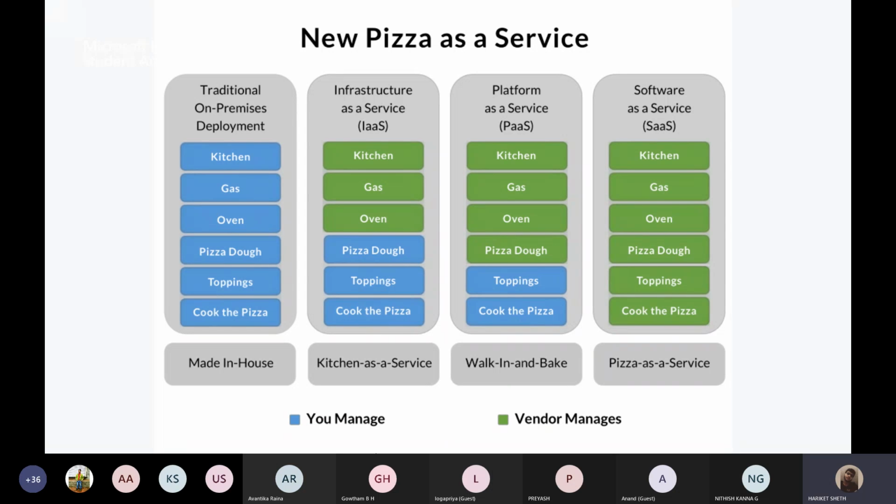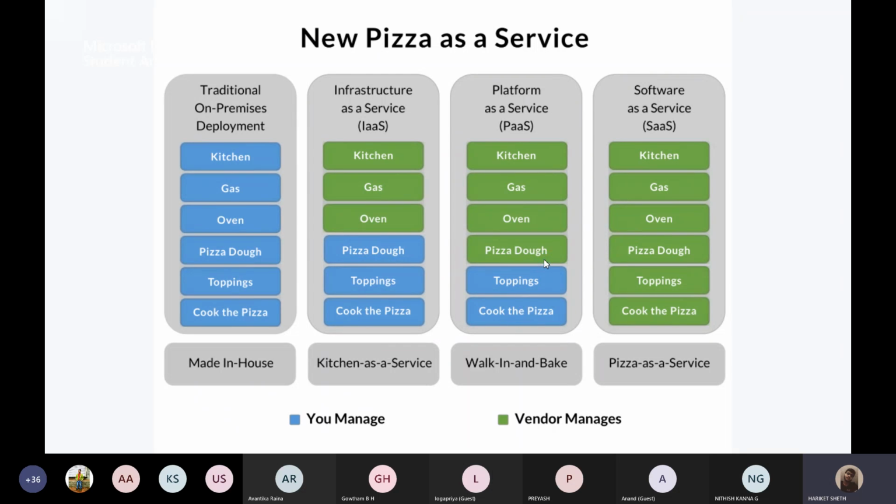Platform as a service is more like walk in and bake, with the pizza dough and everything provided. You can't select the crust. Most of the people here must be very specific about their crust, whether it should be thin crust or something else. I'm not very familiar with those crusts, but you don't have much customization there; customization is reduced. You just have your say in the toppings and how you cook the pizza. You can manage those things.